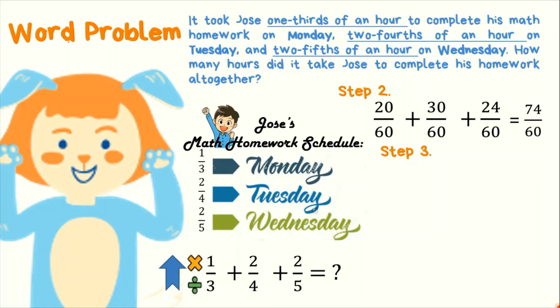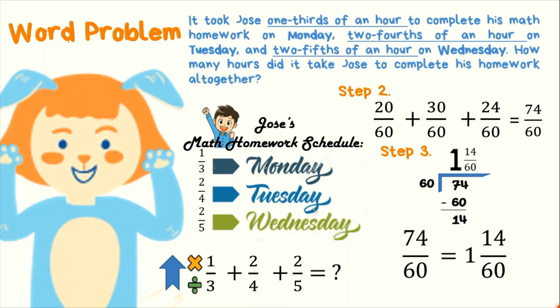I-convert natin siya into mixed number para malaman natin kung ilang oras nga ba talaga na kumpleto ni Jose ang kanyang math homework. I-divide lang natin siya. 74 ay nasa loob ng division line dahil always nasa loob ang numerator at ang denominator ay nasa labas. 74 divided by 60 is equal to 1. 1 times 60 is equal to 60. 74 minus 60 is equal to 14. 1 ang kanyang whole number and then yung 14 na remainder ang gagamitin natin numerator niya at 60 ay kukopihin lamang natin yung denominator natin. Kaya naman 74 over 60 is equal to 1 and 14/60.